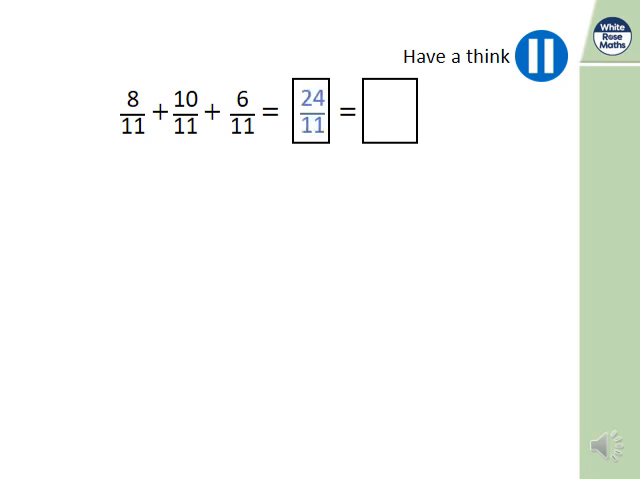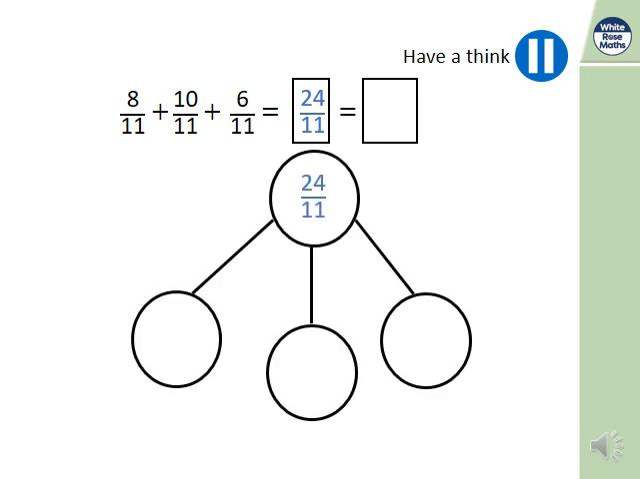Let's have a look and see. Well, if we did 8 elevenths, add 10 elevenths, add 6 elevenths is 24 elevenths. Then we could have got our 24 elevenths and we would have had to split it into our whole numbers and our fraction.